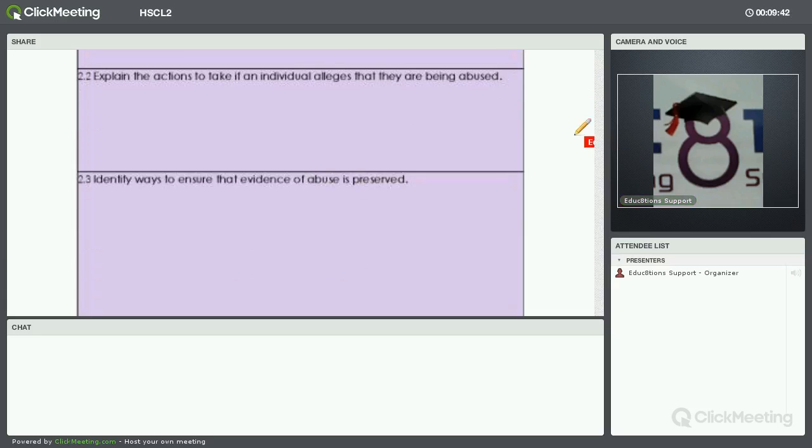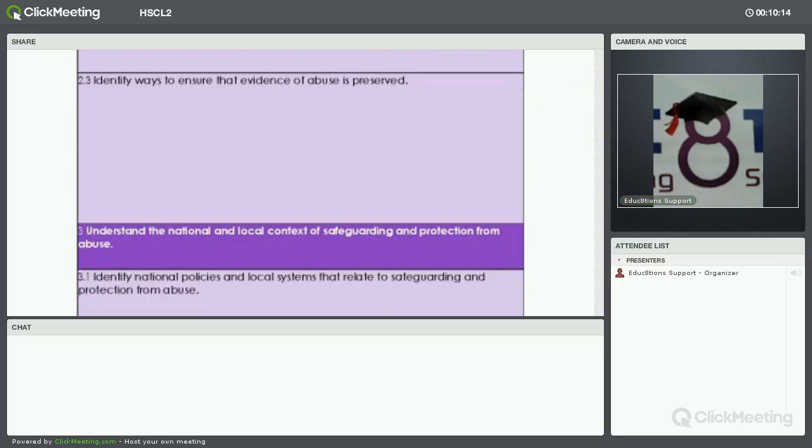So moving on to 2.2, explain the actions to take if an individual alleges that they are being abused. Don't get the questions mixed up. Sometimes people say to me, oh, the questions are all the same, it's the same answers. It isn't. Take your time, and just read the questions out to yourself a couple of times. This time, client A actually comes to you and says they are being abused. What actions do you take? So tell me that there.